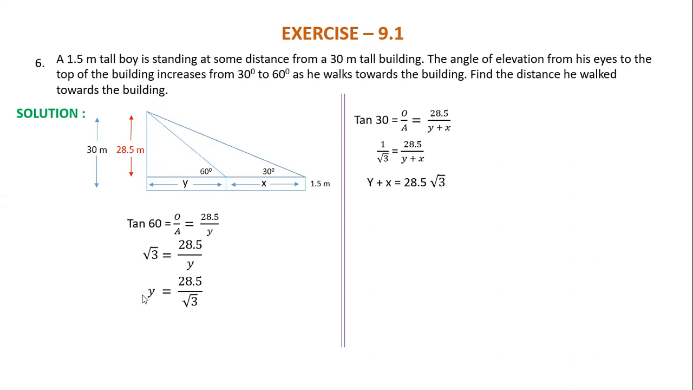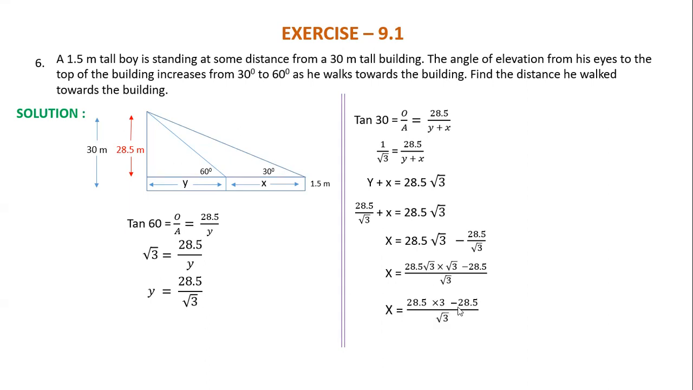But the y value I have already calculated. So let's put that value there. 28.5 upon root 3 plus x is equal to this. Let's take it this side. X is equal to 28.5 root 3 minus 28.5 upon root 3. Taking LCM of this, that means this should be multiplied with root 3. So you will get 28.5 root 3 into root 3 minus 28.5. Root 3 into root 3 is 3. So it is 28.5 into 3 minus 28.5.